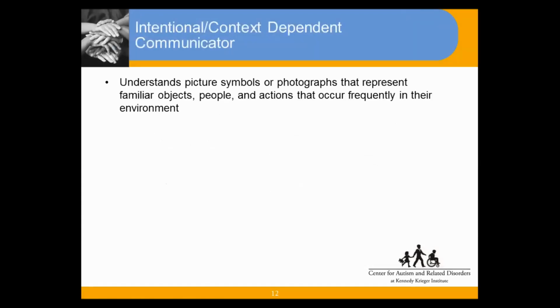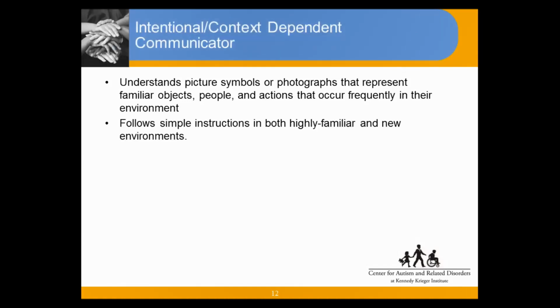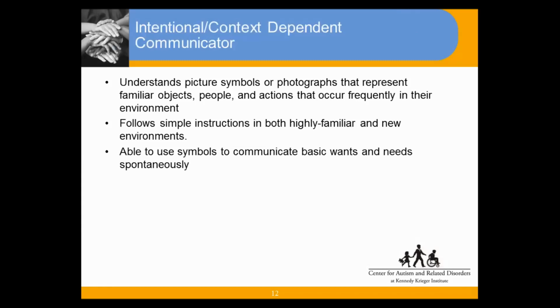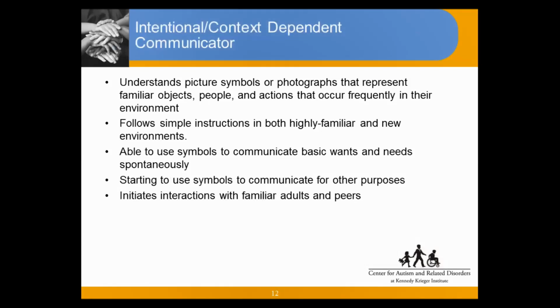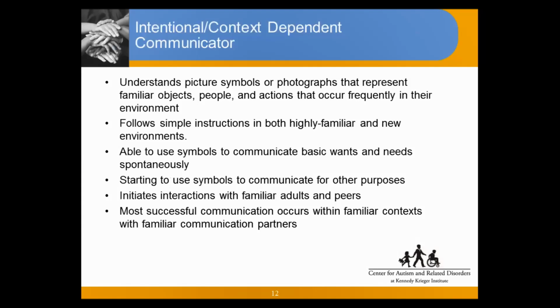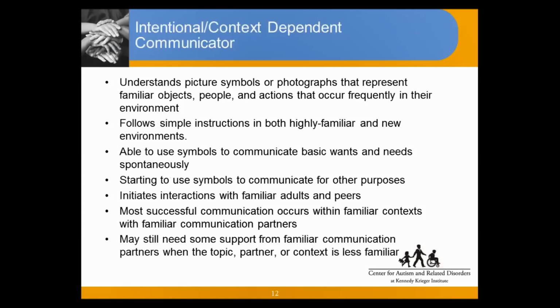The intentional communicators, as I have mentioned, understand picture symbols or photographs for highly familiar things that they're seeing pretty frequently in the environment. They can follow some simple instructions. So their understanding of language is a little bit better developed than emerging communicators. And I had mentioned these things before, but they're starting to also initiate interaction with familiar adults and peers for social purposes. But still, the most successful communication opportunities occur within familiar environments or activities with familiar people. And they may still benefit from support to help.